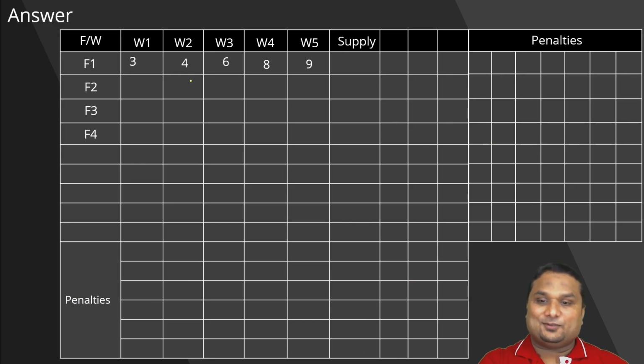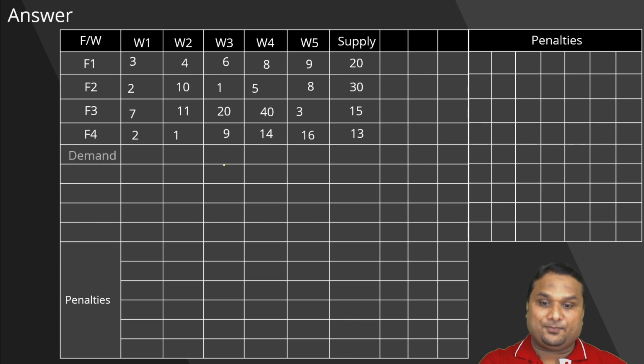Now this is our costs, this is our supply, and this is our demand. Total demand and supply are 78, so it's equal. Now we are going to do the penalty computation. I'm going to teach you how to find the penalty. The first step is to compute the penalty. What exactly is the penalty?